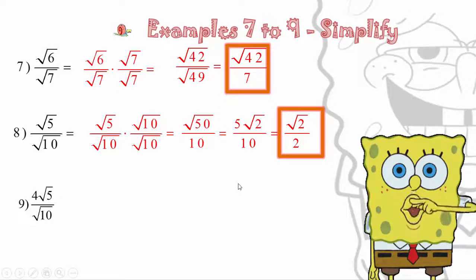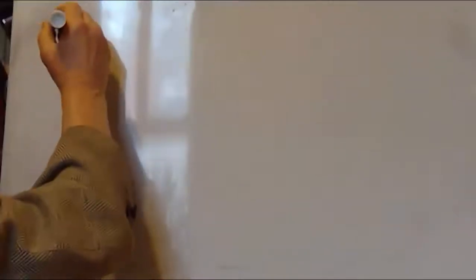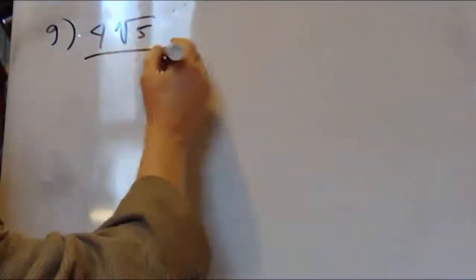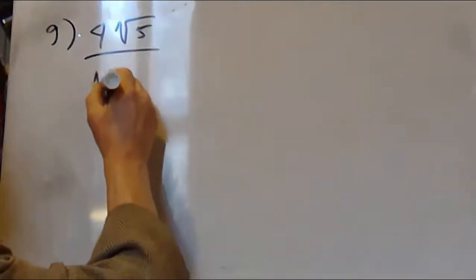In number 9, we're asked to simplify 4 square root of 5 over square root of 10. So let us go over to the whiteboard and work this one out. In number 9, we can use the trick that we just did. So we have 4 square root of 5 over square root of 10.